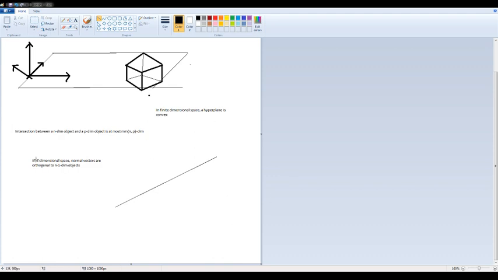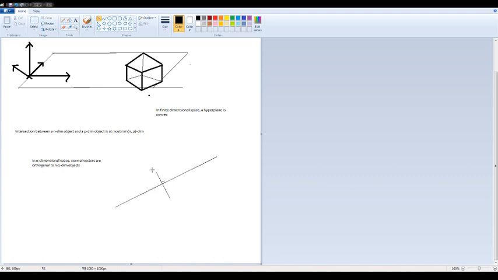In two-dimensional space, normal vectors are orthogonal to one-dimensional objects. This line here is one-dimensional. You can only go on it in one direction, one direction both ways. Again, don't get that confused. So the orthogonal of this, easily enough, is the one perpendicular line that goes through it. Bam, perpendicular.